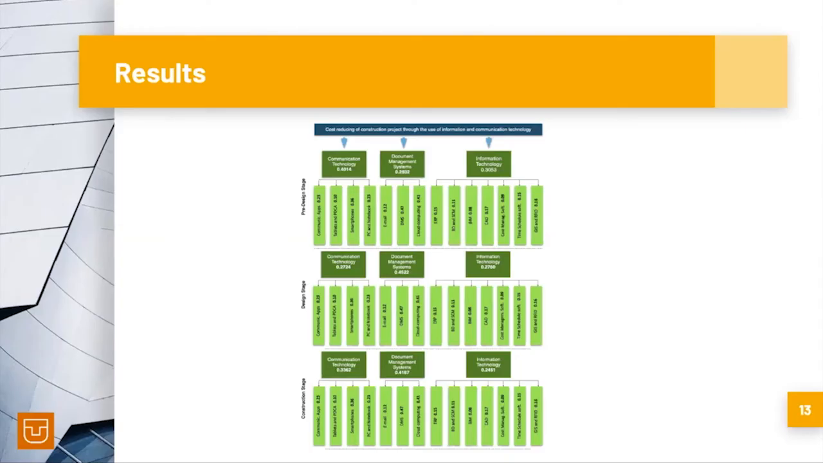On the next figure, you can see the whole impact model. That means for every stage, first of all, the pre-design stage, design stage, construction stage, but in the next slides every part or every stage will be described, and the results in every stage.